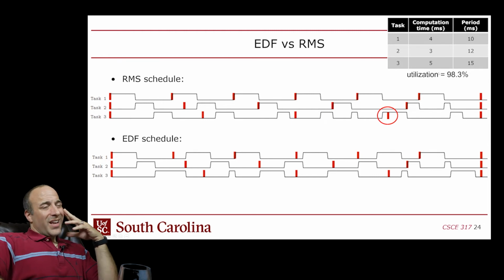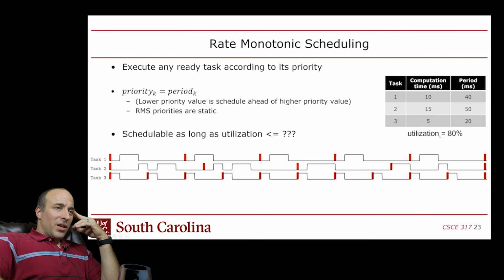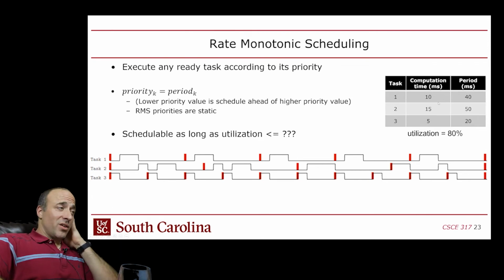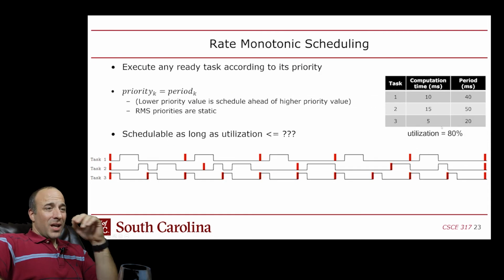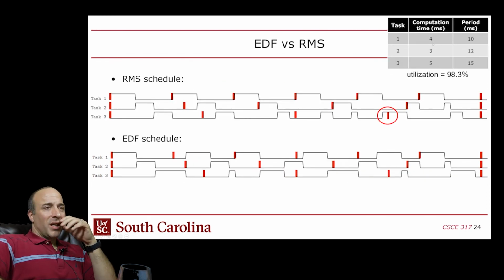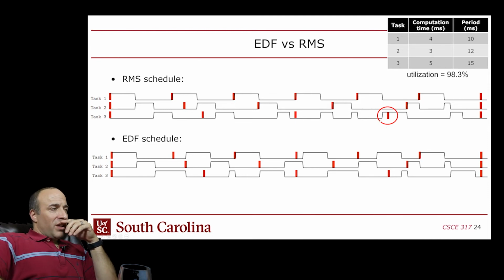Now I had to cheat a little bit, because using this task set with an 80% utilization and using RMS, it's scheduled. There's no problem. So I had to increase the utilization in this case to 98.3. And how did I do that? I changed the compute time and the period across the board. But yes, the RMS schedule misses a deadline, which is not too surprising because it's very close to 100% utilization.